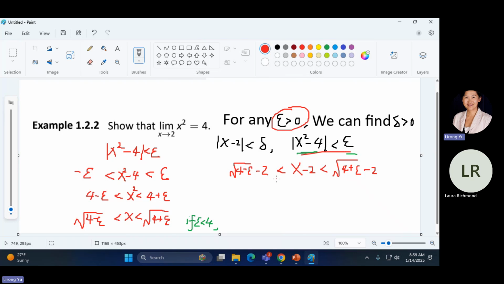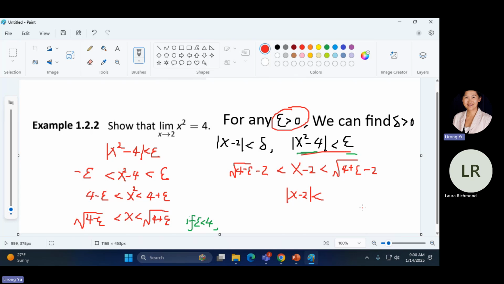And remember, we eventually want to find the boundary for the absolute value of x minus 2. So now we have to put in the absolute value. Now the question will be, what should be the boundary for the absolute value of x minus 2? So we need to find this boundary. You can take this one as the boundary, or you can take the absolute value of this one as the boundary. This one might be negative. It is negative because root of 4 minus epsilon is smaller than 2, right? 2 is root of 4. Small number minus big number, that's negative.